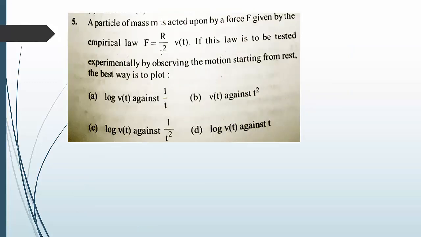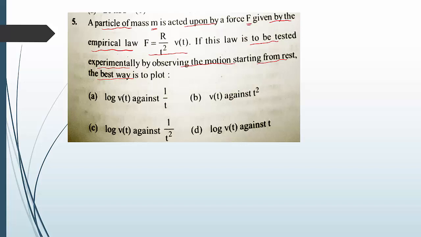Fifth question. A particle of mass m is acted upon by a force F given by the empirical law F equals R divided by T square into V of T. If this law is to be tested experimentally by observing the motion starting from rest, the best way is to plot. So to observe the motion of an object from the rest position, which option is the best way to plot a graph? So that we have to determine.